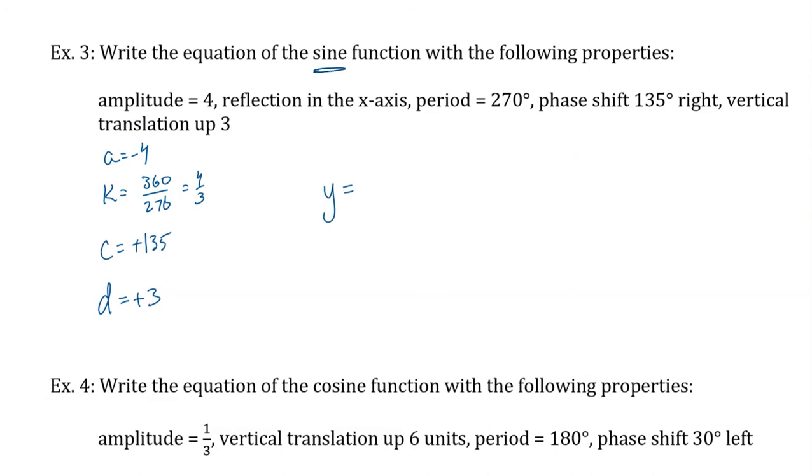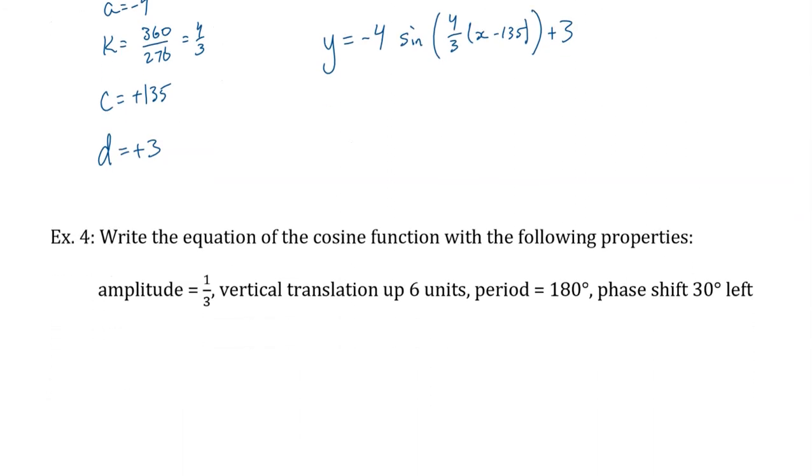This question says, write the equation of the sine function. Otherwise, this could easily be a cosine function as well. There's nothing in there that tells us it's one or the other. Okay? And so A sine K. This is one where K has to be a fraction, because 4 over 3 would be 1.33333 repeated. I don't want you to round and put that. X minus 135. It was a shift to the right, so it makes sense that you're subtracting, plus 3. Okay, try the next one.